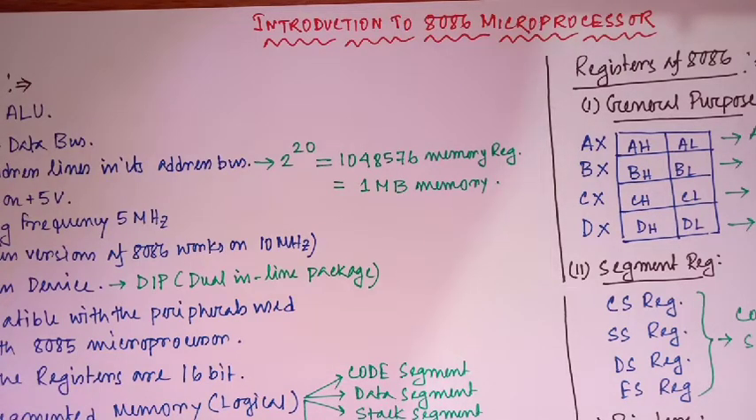Now, what is the meaning of the term word length? Word length is the number of bits that a processor can process at a single instant of time. So whatever processor we use, it can be 8 bit, 16 bit, 32 bit or 64 bit. These bit lengths basically define the size of the word that a processor can access at a single instant of time.